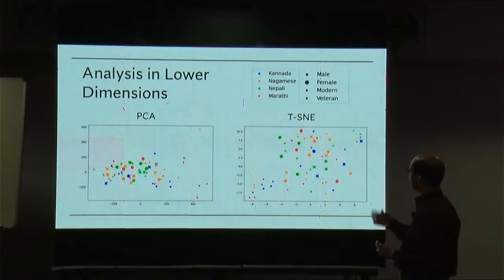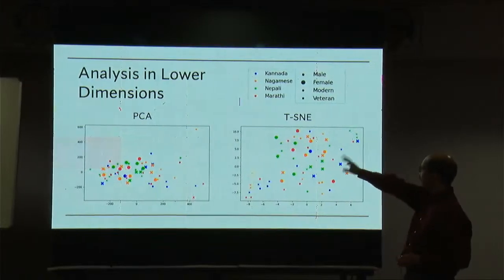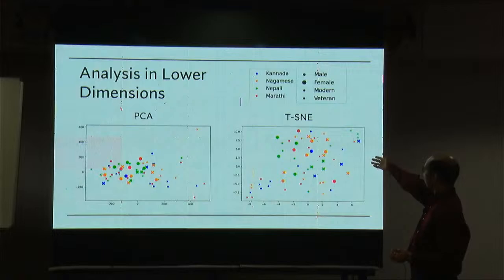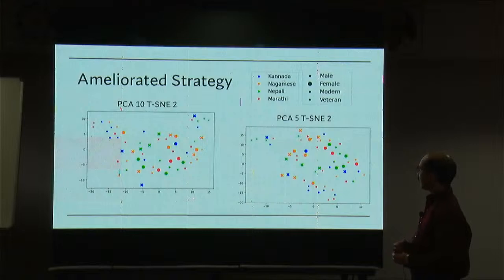So TSNE is a better visualization, and as you can see there are some patterns, like all the green dots, which are Nepali songs, are together, even in PCA and TSNE. The green crosses are also together, so there are some patterns. But it wasn't really to our satisfaction, so what we did was we improved the strategy.